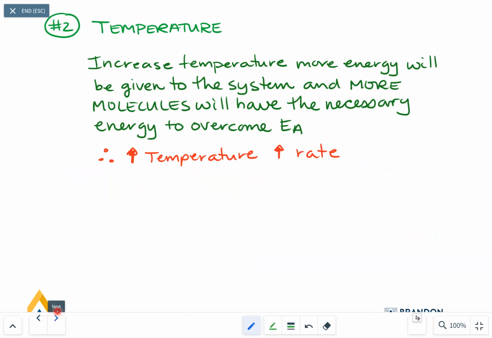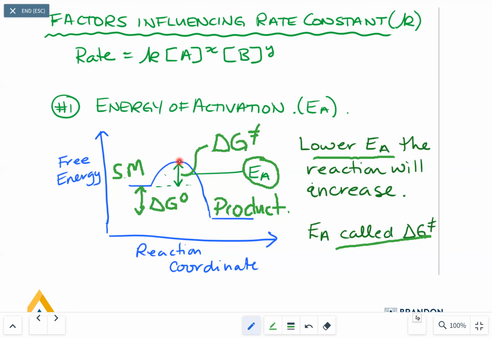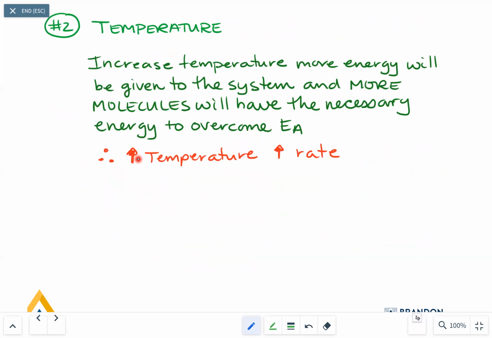So how do we decrease this, or how do we give the starting material molecules the energy to overcome this hump? One method is just to provide more energy to the system. You basically heat stuff up. When you increase the heat, more of your molecules are going to have the necessary energy to overcome this activation energy. So if you increase the temperature, you often increase the rate.